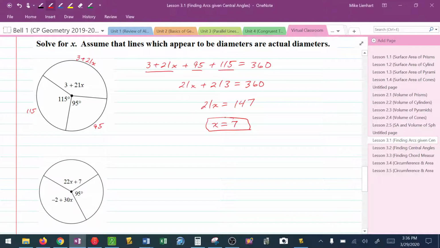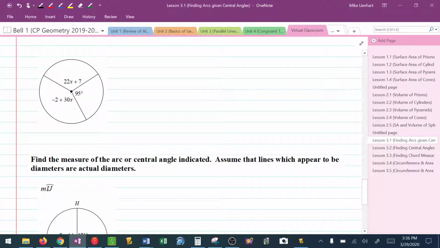All right? Take a look at this next one. The only difference here is we don't know the actual measurement of two of the central angles, but that's okay. We know that central angles are equal to their intercepted arcs. So I'm just going to mark each of these arcs as their corresponding measures. I'm going to add the three arcs. I've got 22x plus 7 plus 95 plus negative 2 plus 30x is equal to 360. One arc, second arc, and here is a third arc.